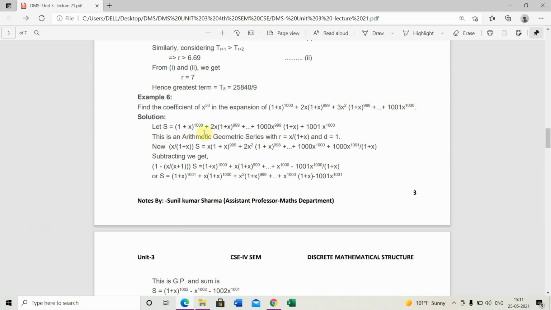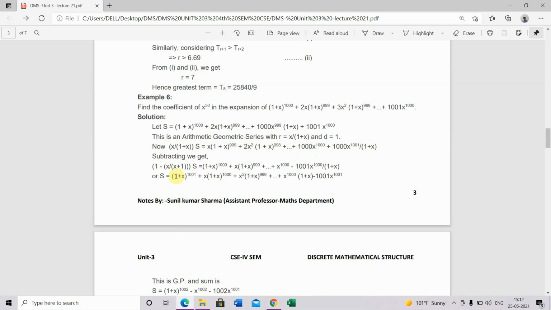S equals (1 + x)^1000 + 2x(1 + x)^999 and up to 1000 times x^999 times (1 + x) plus 1001 times x^1000. This is an arithmetico-geometric series with r equals x/(1 + x) and d equals 1. Now x/(1 + x) times S equals x(1 + x)^999 + 2x^2(1 + x)^998 up to 1000 times x^1000 plus 1001 times x^1001/(1 + x).